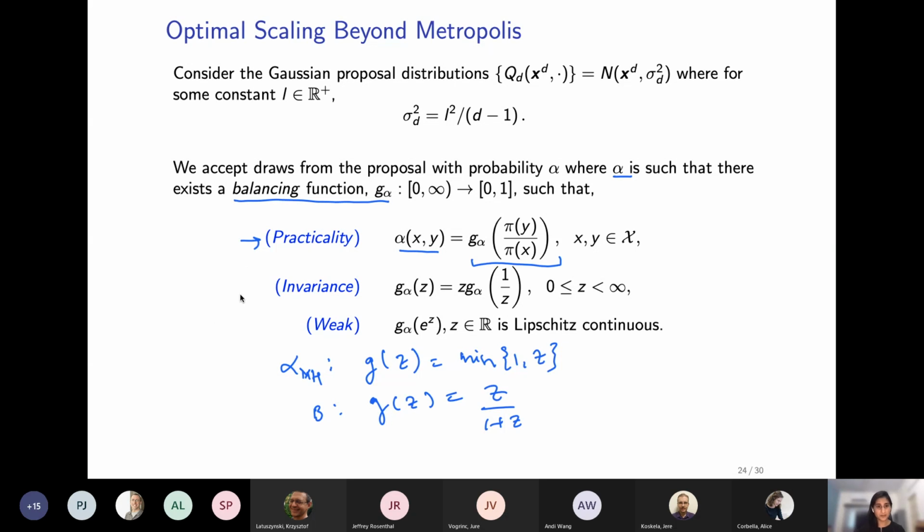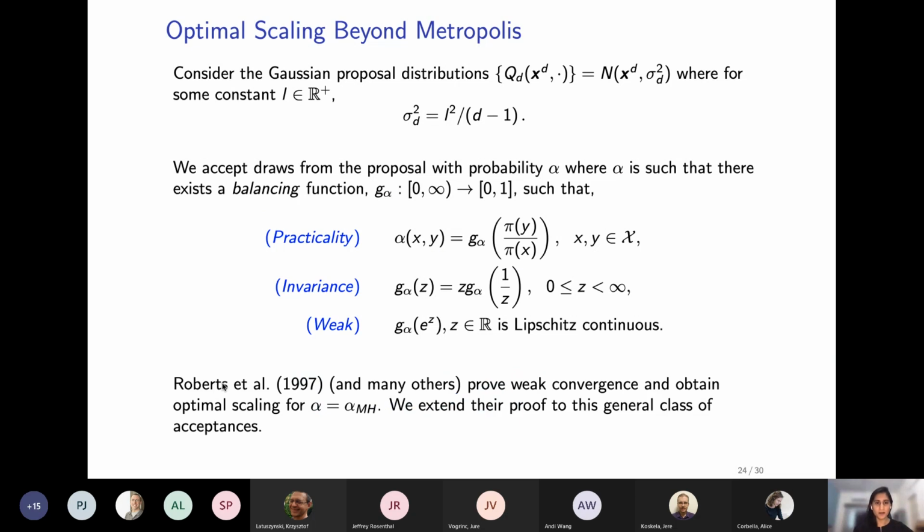The second, quite critically, we need invariance so that we're targeting the right density. So G should satisfy this equation where G of Z is Z times G of Z inverse. And we need an additional, relatively weak assumption, which is required in the proof, that G of e to the Z should be Lipschitz continuous. And most acceptance functions we've looked at have been able to satisfy this.